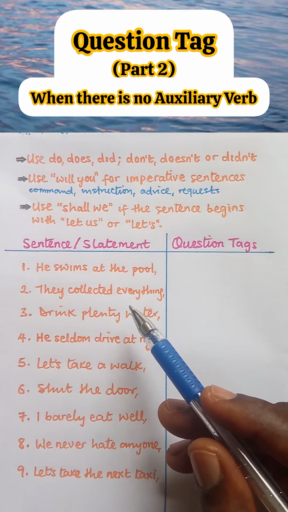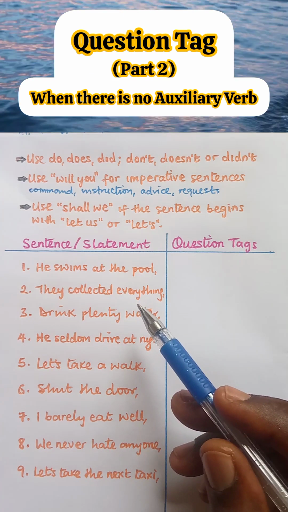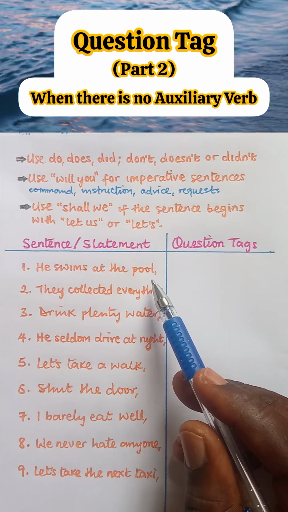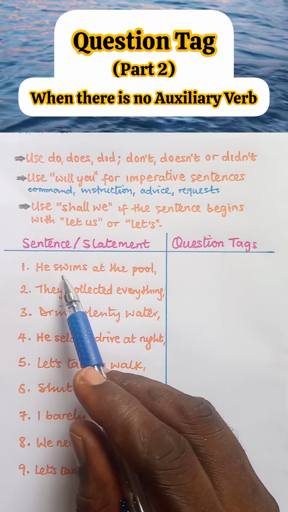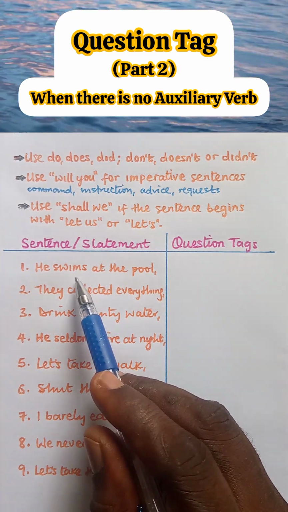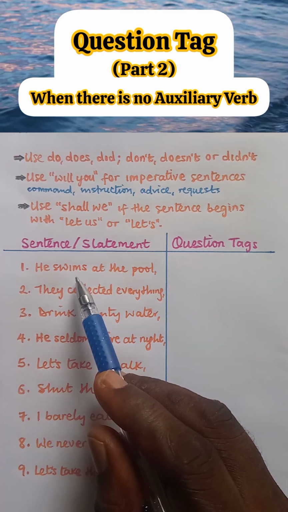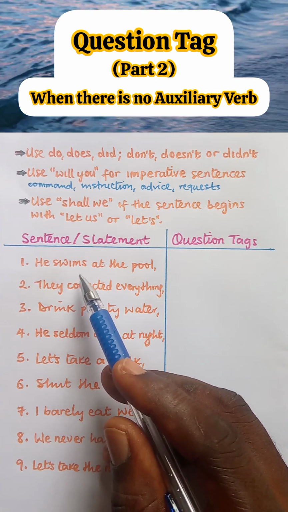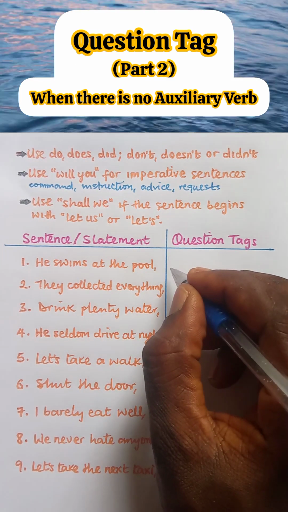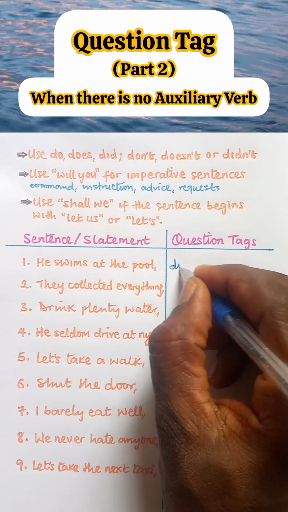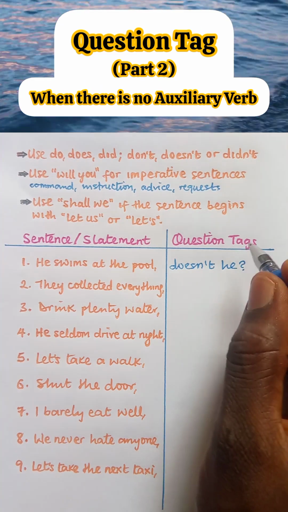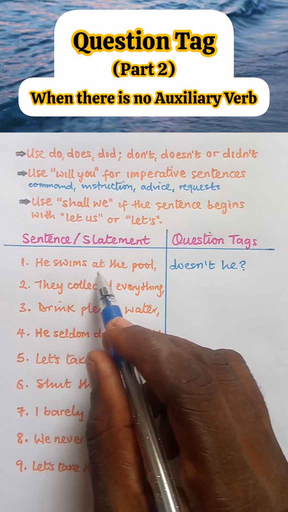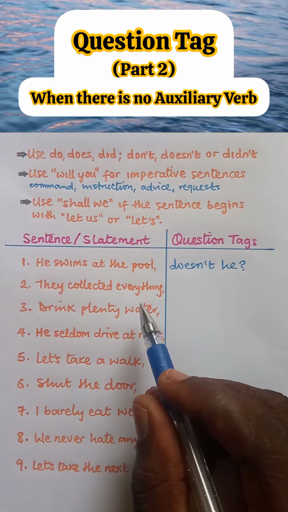Now let's form question tags for the following sentences. Number 1, he swims at the pool. Here the verb swims is present, singular, and positive, which means the statement is a positive statement and our question tag should be negative. He swims at the pool. Doesn't he? Doesn't is present and negative because the statement is positive.